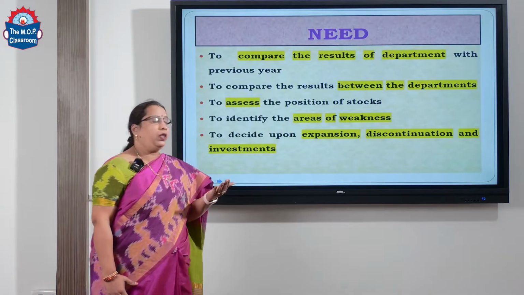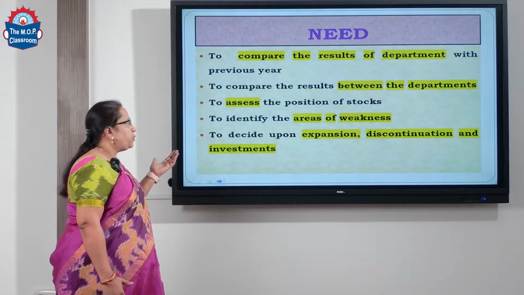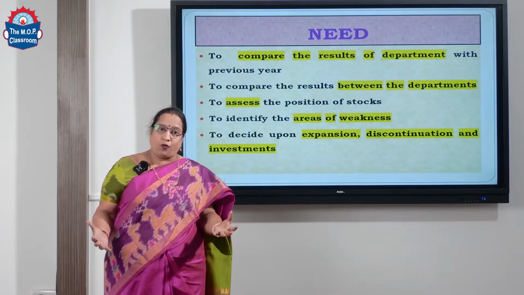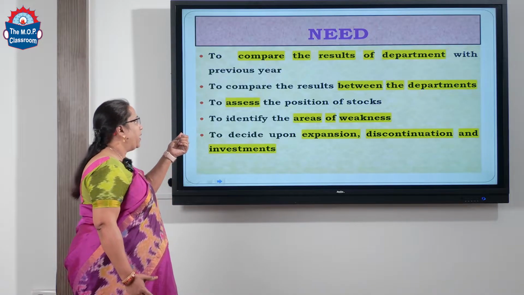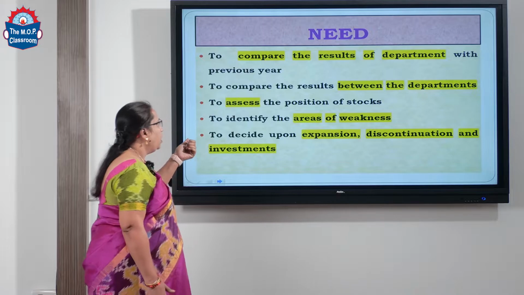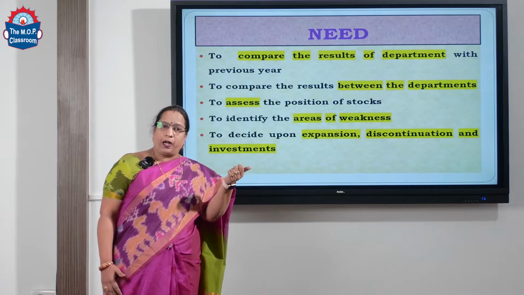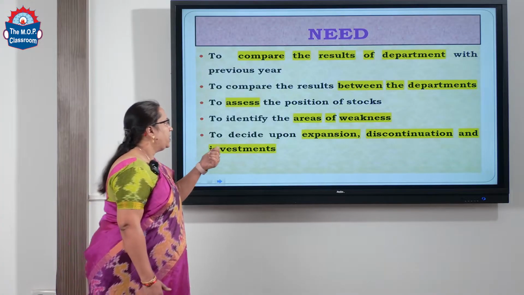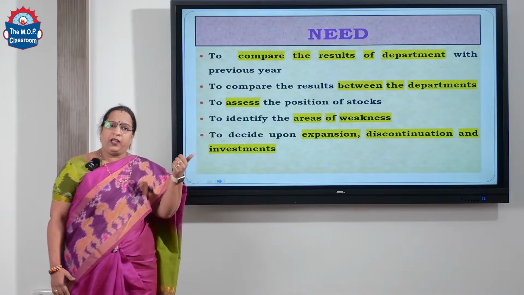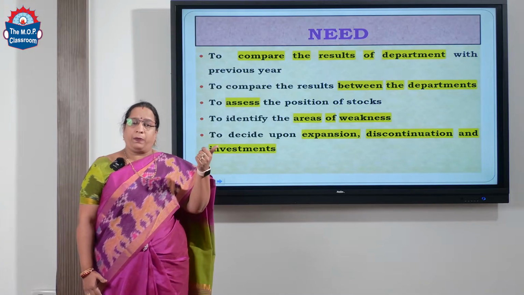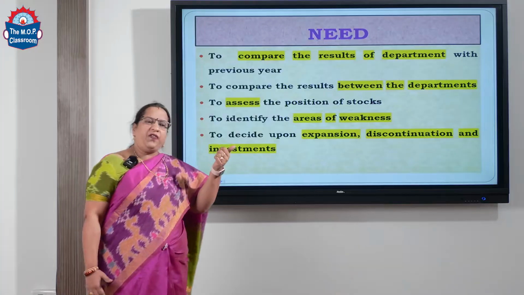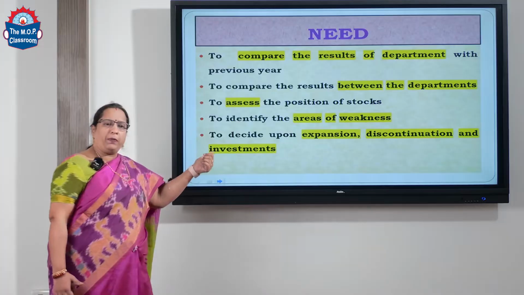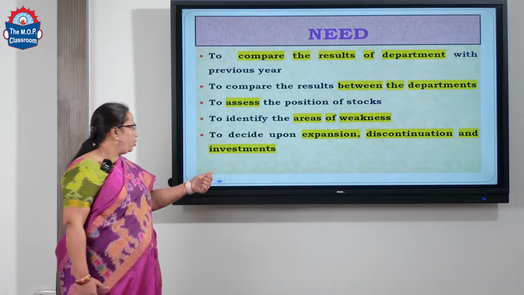You compare the results between the departments to assess the position of the stocks, whether you need to buy stocks, whether you need to release stocks, whether there is overstocking. All that position can be identified with the help of departmental accounting to assess the weakness of a particular department. You will be in a position to decide upon expansion, discontinuation and investments. You can identify whether you need to expand a particular department if it is doing extremely well. If any department is not doing well, you can discontinue those departments, or any department needs investments, or you need to reduce your investments.